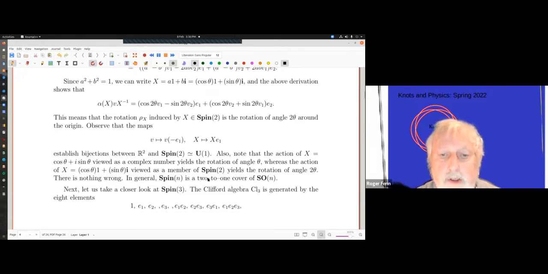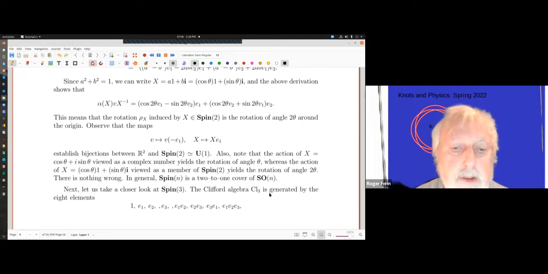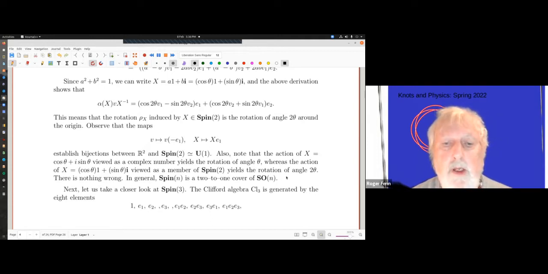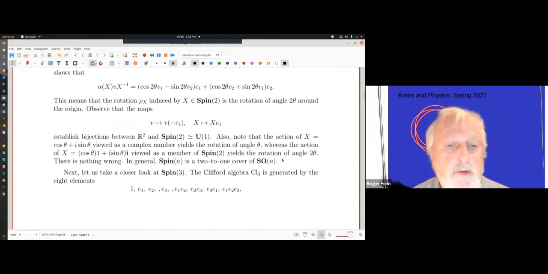And in general, spin n is a 2-to-1 cover of SON. SON has fundamental group either Z or Z2, I think.